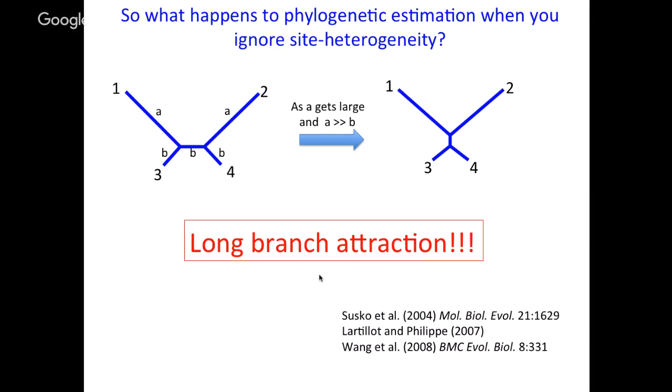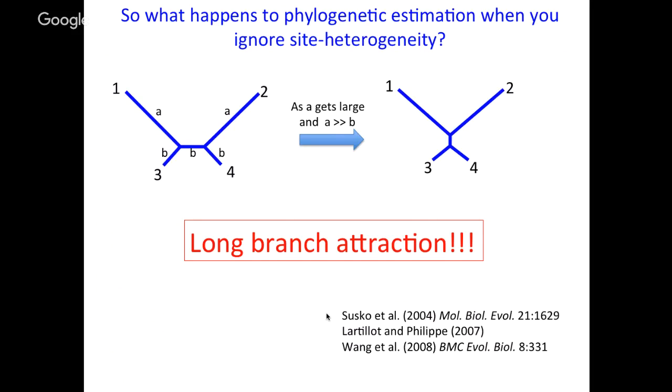Specifically, again, this commonly occurring problem of long branch attraction, where if this is a true tree of 4 taxa, and we let these branches A get very large relative to B, and B stays quite small, if you do not account for site heterogeneity and these site-specific constraints, as A gets very large, you'll start to see this long branch attraction. That is, the phylogenetic method will estimate the long branch attracts tree. And that has been shown by a number of different workers, given these references here.